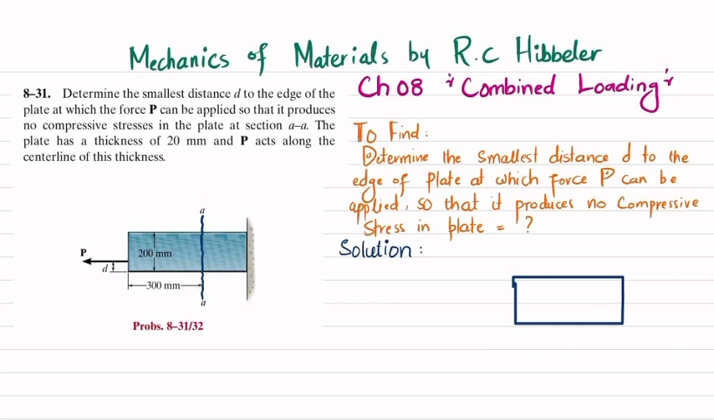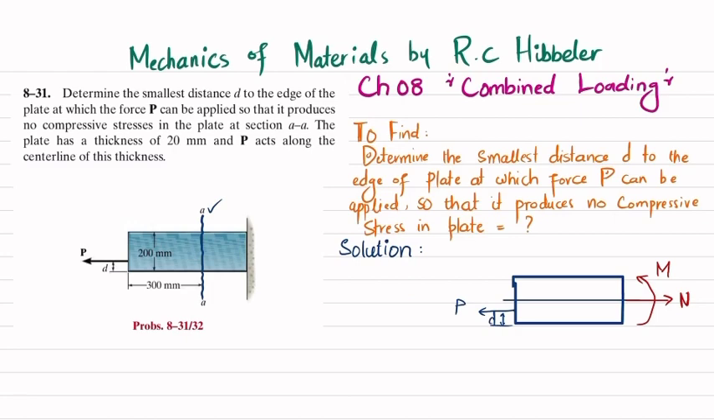Okay, so if this is the P that is acting over here, this is P, and this is the distance D which we have to find. This is the center of this plate. So when you cut the beam over section AA, you will have a normal force along this midline, represented as N, and there will be a bending moment as well. So we will find this N and M by using the equations of equilibrium.